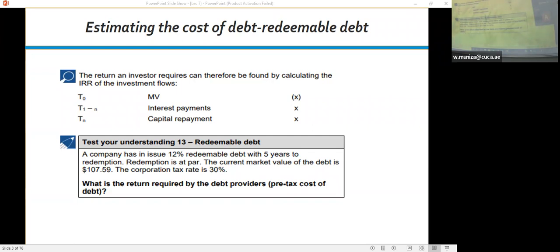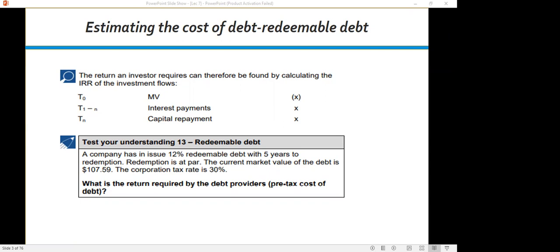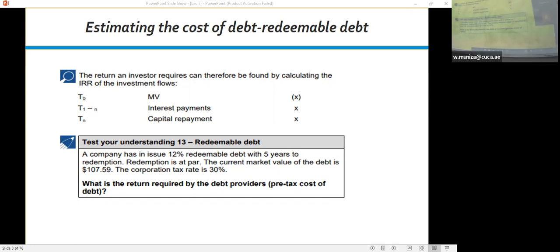Now they are requiring us to calculate the return required by debt providers, the pre-tax cost of debt. So students, in pre-tax cost of debt, are you going to consider the tax or not? In pre-tax cost of debt. Are you going to consider tax in it or not? Students, it's pre-tax. So you are not going to incorporate taxation in it.